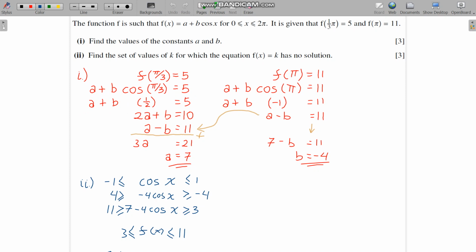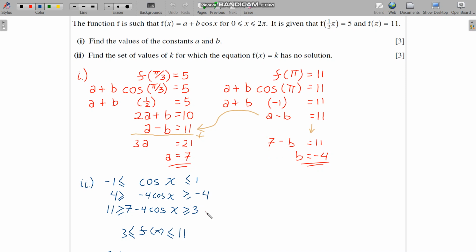And from f of pi equals 11, we replace the x with pi, and we get cos pi, which is minus 1. So we have a minus b equals 11. Rewrite down here, add to cancel out the b. 2 plus 1 is 3, 10 plus 11 is 21, the a is 7. If we have the a, we can use this equation to find the b. The a is 7, the b is minus 4.